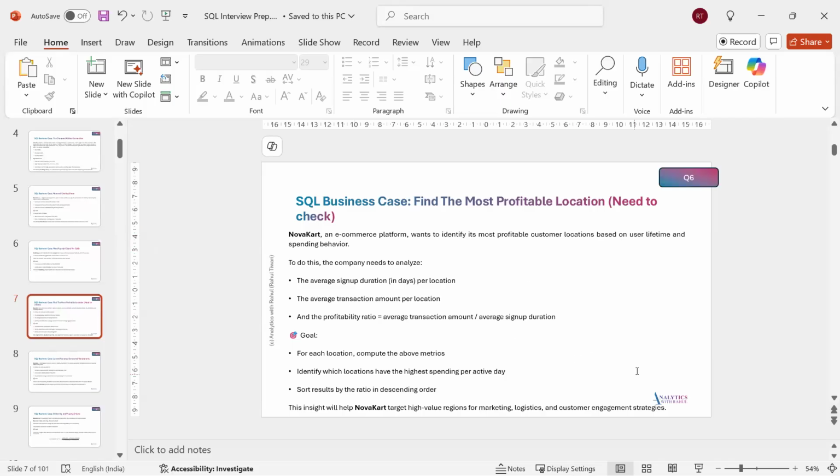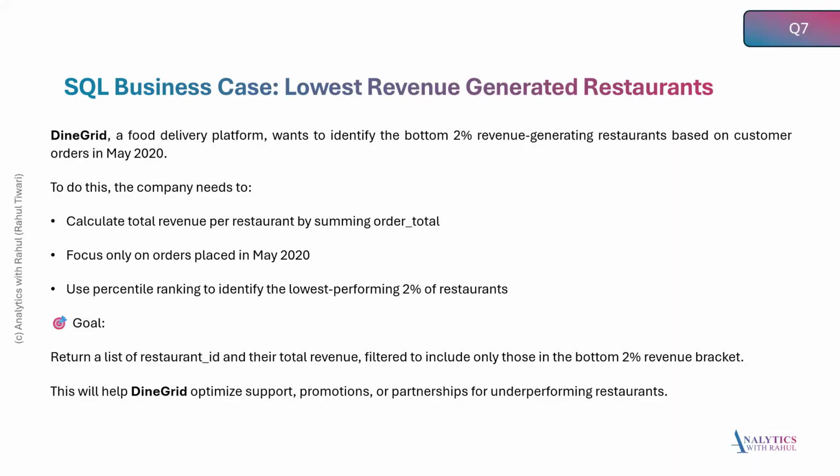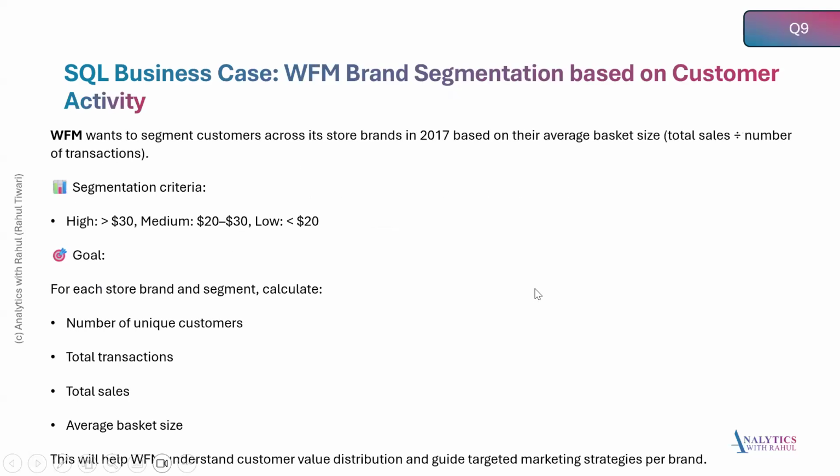I think the user table is missing here, which I will have to provide. I'll just check it out. Let's go to the next one. Okay, let's take this one. Lowest revenue generated restaurants. There's a table issue here as well. Let's move ahead, leave this one too. Let's come to this one.